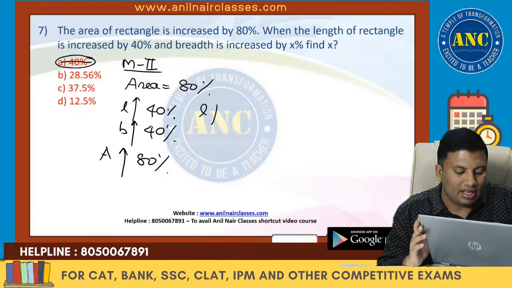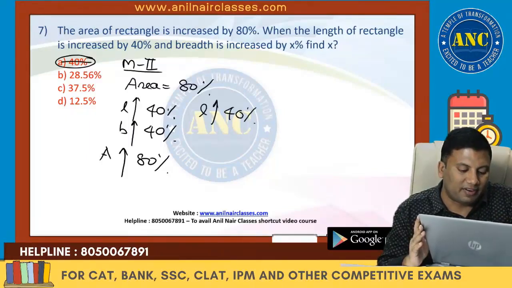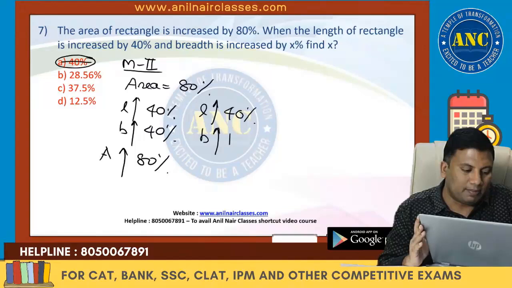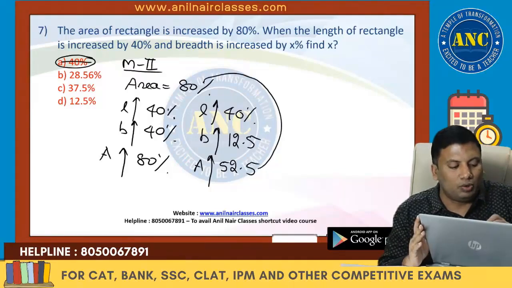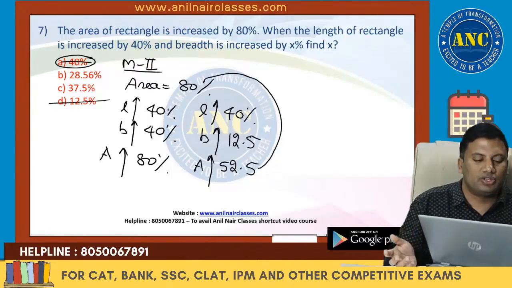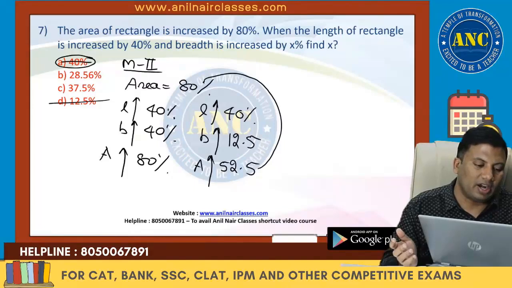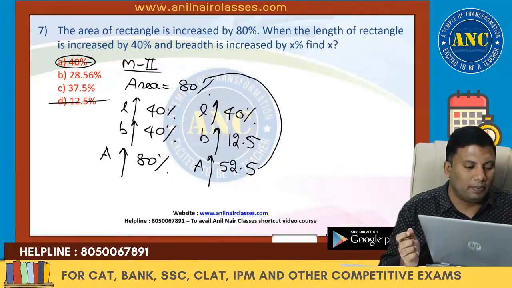Next one. If the length is increased by 40 and breadth is increased by 12.5, area will be just greater than 52.5. 52.5 versus 80, there is a huge difference. This option can also be eliminated. I hope it is clear.